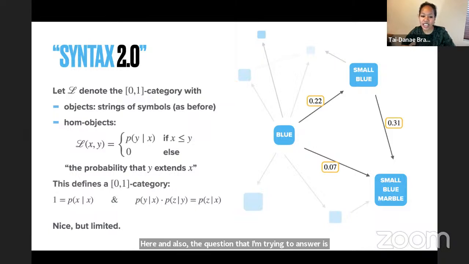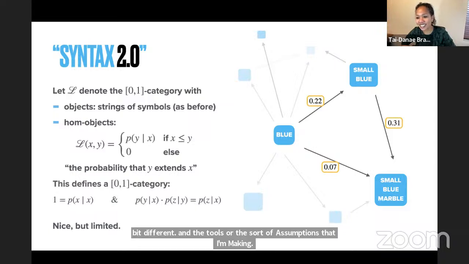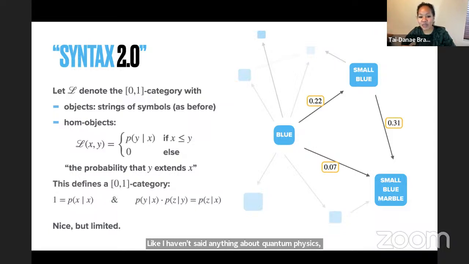So here, I'm trying to see how can I start with probability distributions on text, and how can I pass from that into something that feels like meaning or semantics, or something that has something about knowledge or reasoning, inspired by large language models. So the question that I'm starting with is a little bit different. And the tools, or the assumptions that I'm making, I haven't said anything about quantum physics.